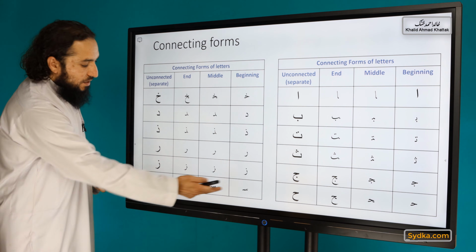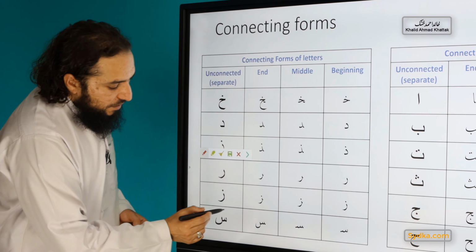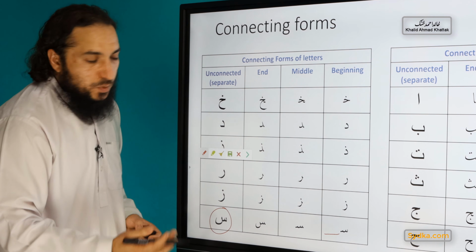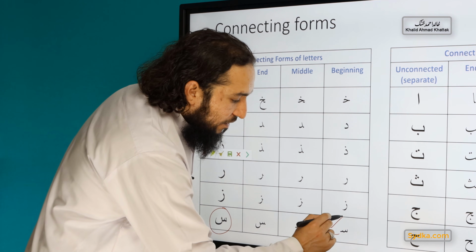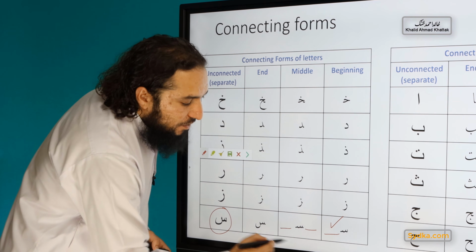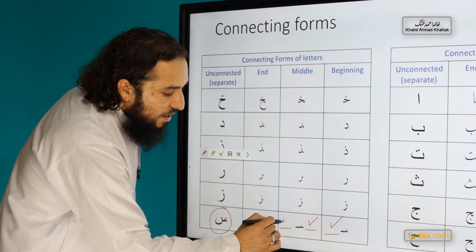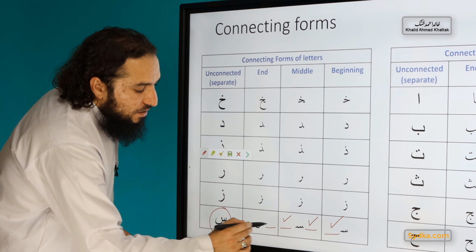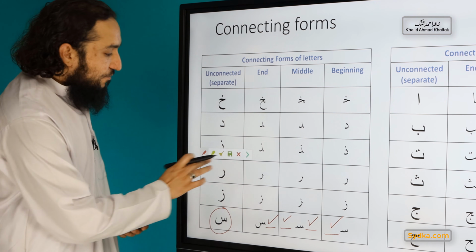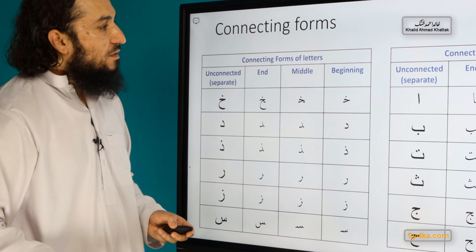Why? Because if you see its connecting forms, then we will see that. If it's written on its own, it looks like this, but if it is written at the beginning of a word, then we can connect other letters after it. If it is written in the middle of a word, then we can connect other letters before it and after it. And if it is written at the end of a word, then we can write other letters before it. These are the characteristics of connecting letters.